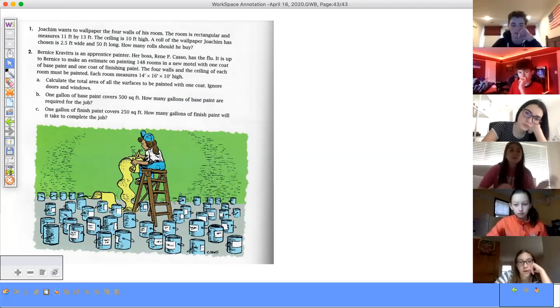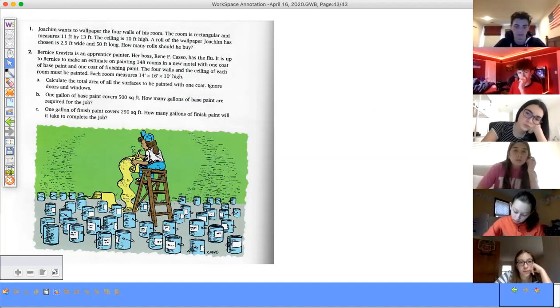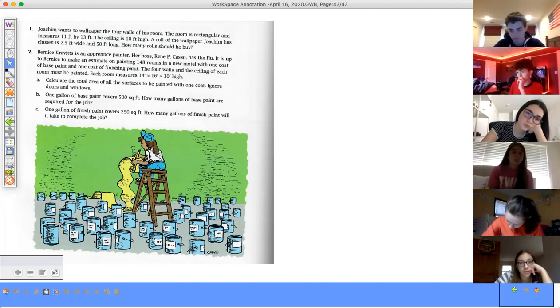Okay, so Joaquin wants to wallpaper the four walls of his room. The room is rectangular and it measures 11 feet by 13 feet, and the ceiling is 10 feet high. So a roll of wallpaper he chose is 2.5 feet wide by 50 feet long. How many rolls of wallpaper should he buy?